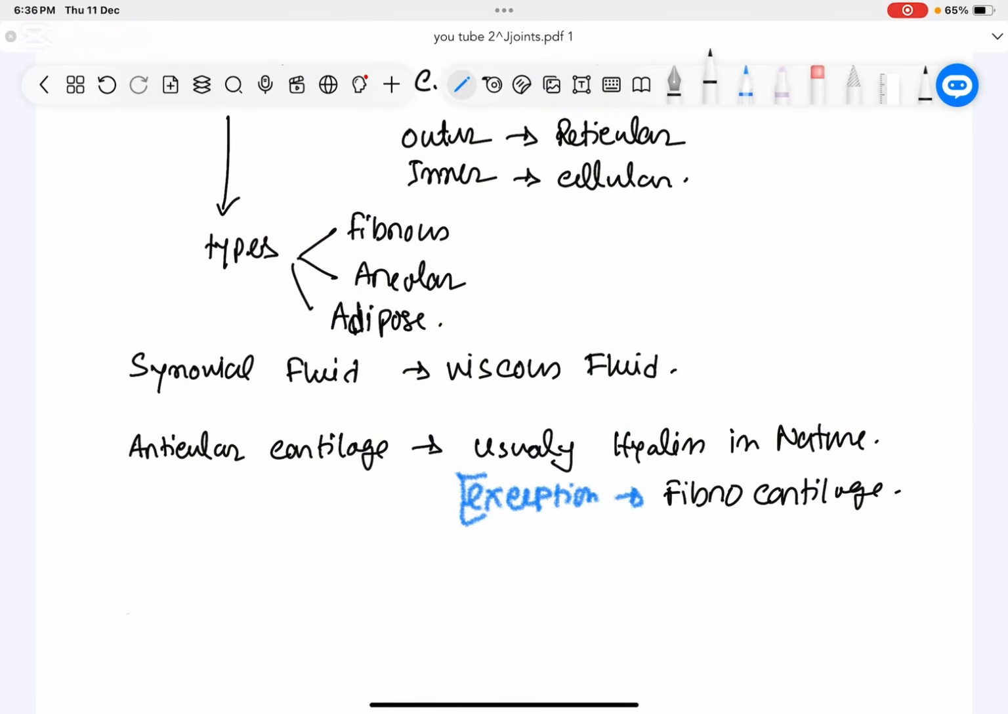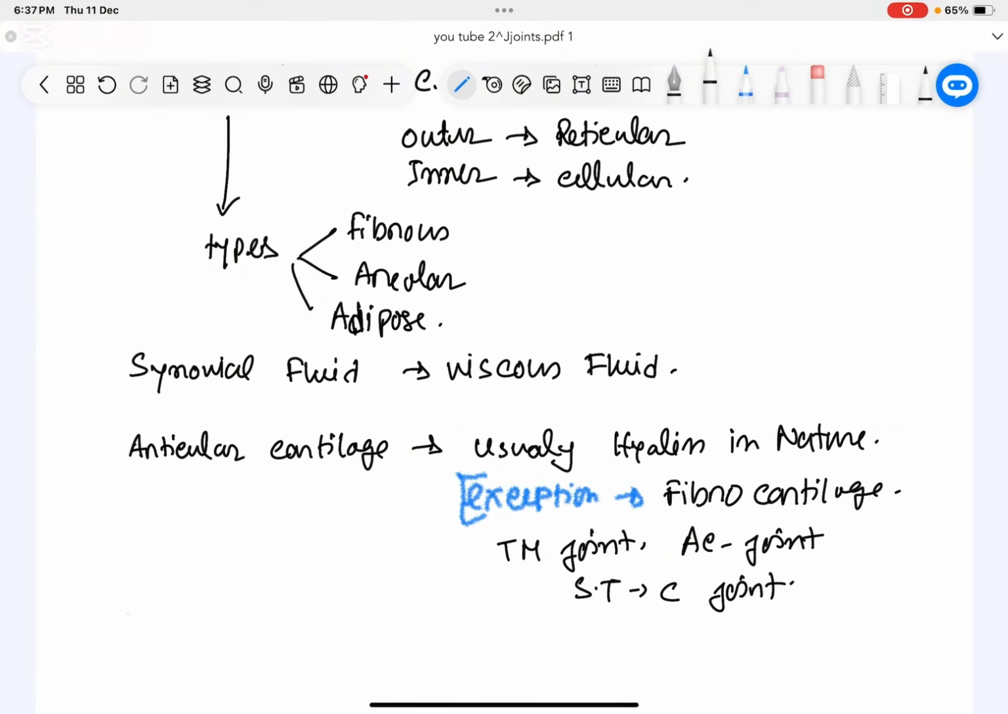And what are the examples? Temporomandibular joint, acromioclavicular joint, sternoclavicular joint. So, these are the joints where we can get articular cartilage covered by fibrous cartilage, or we can say fibrocartilage. And usually articular cartilage is composed of collagenous tissue, type 2 collagenous tissue. They are avascular also, and they don't have any cartilage covering like perichondrium.